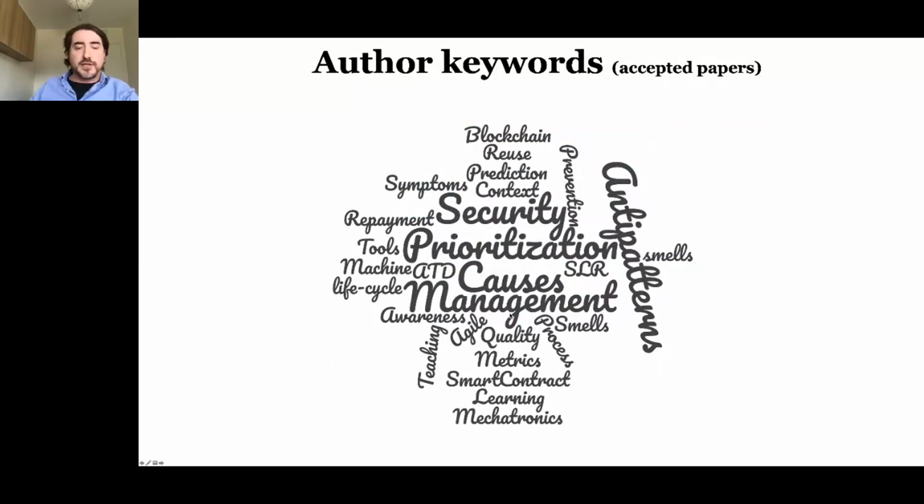So what did the authors use as keywords? We can see that it's a very good mirror for the previous categories. We have management, causes, prioritization, security, anti-patterns, and so on and so forth. So quite a lot of interesting words: metrics, probably machine learning, ATD, and so on.